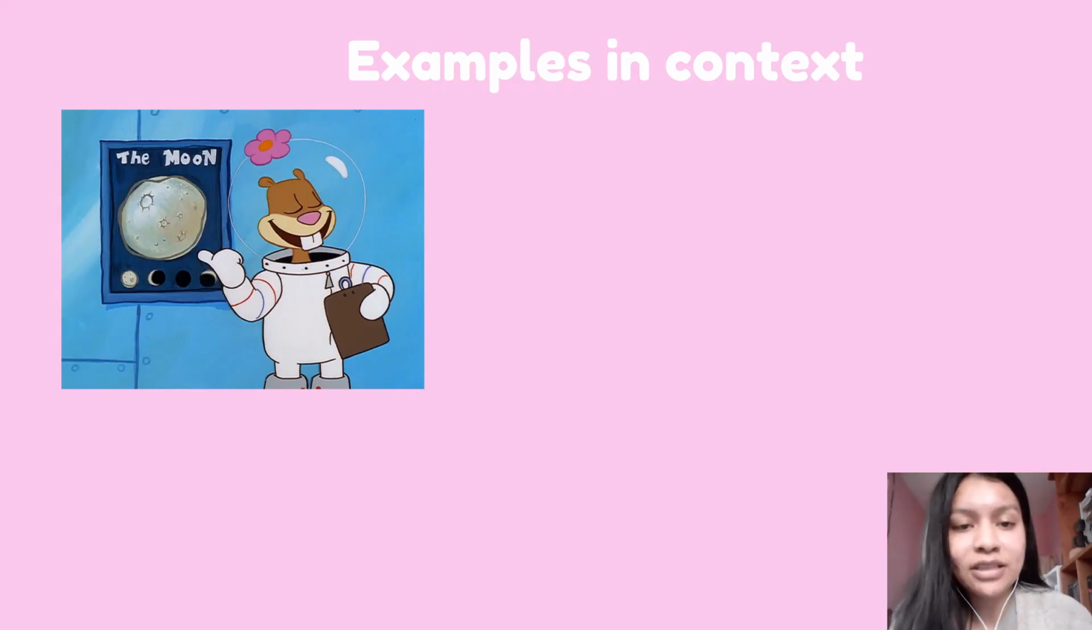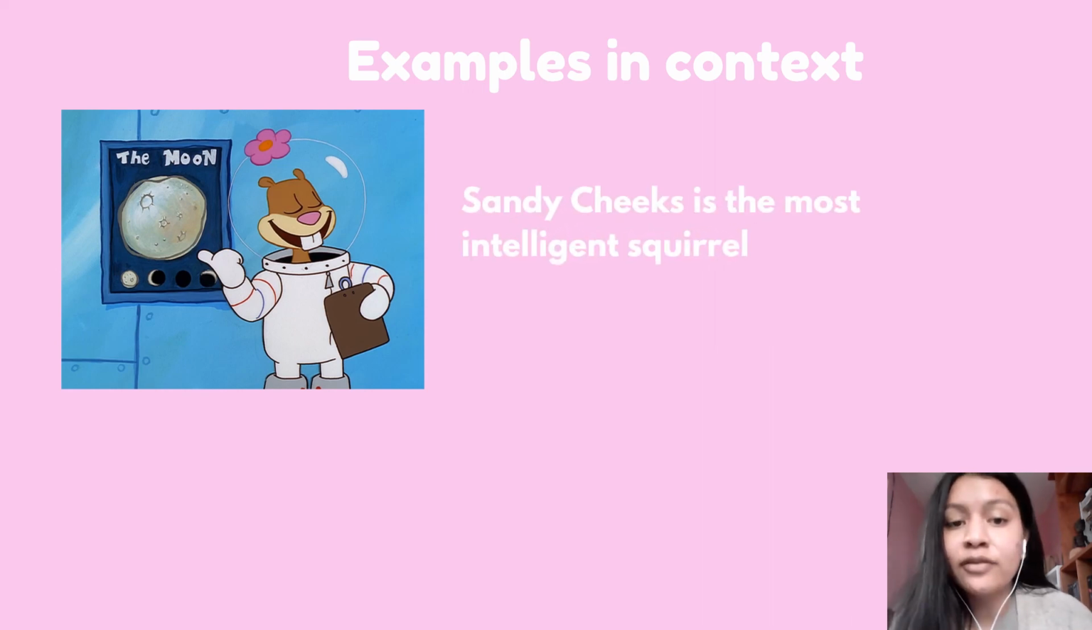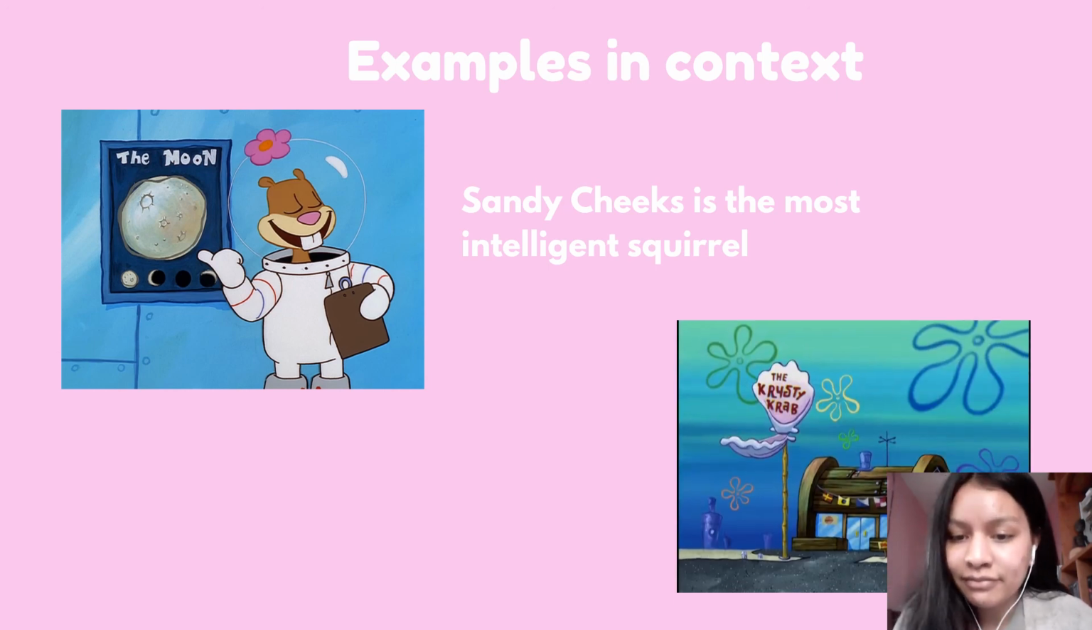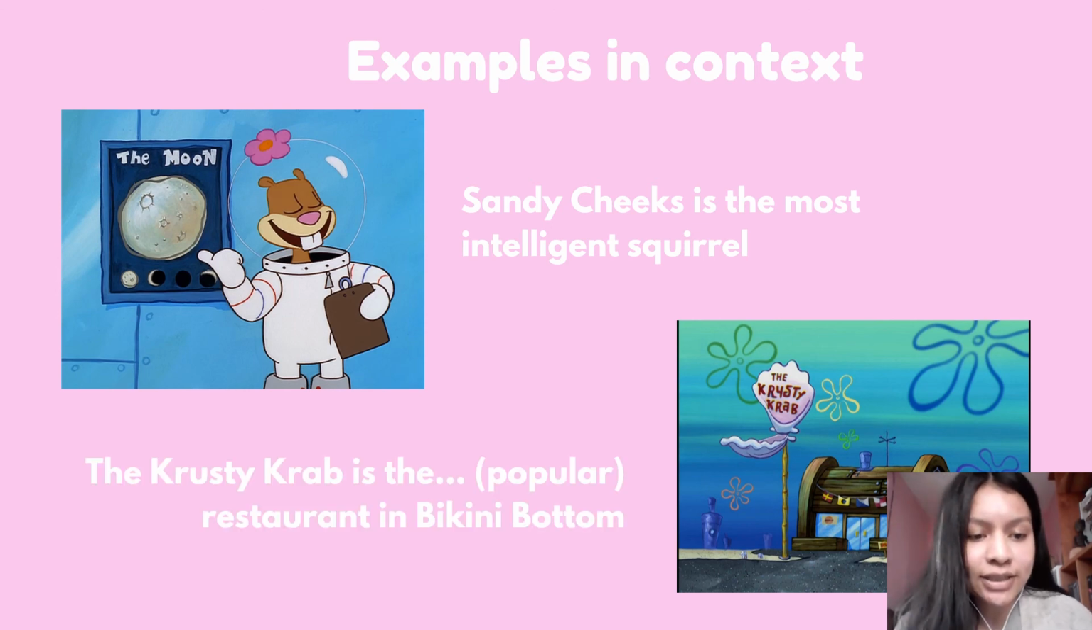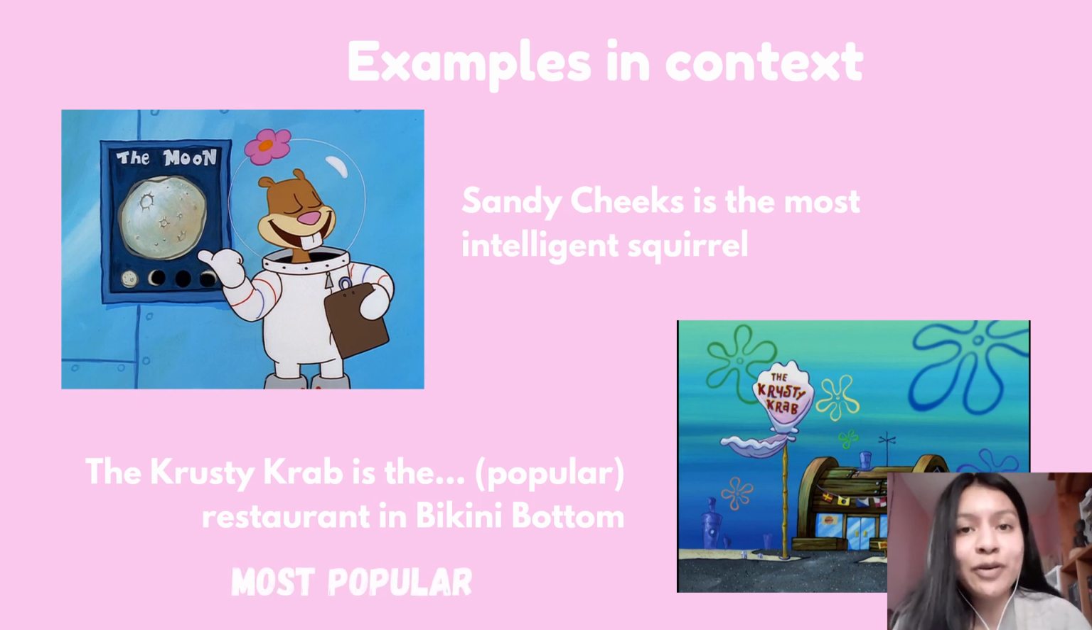Now the last couple of examples. Having this image, I could say Sandy Cheeks is the most intelligent squirrel. Now, having this, you can make your own or answer this. The Krusty Krab is the blank restaurant in Bikini Bottom. If you said most popular, that's the answer for this sentence.